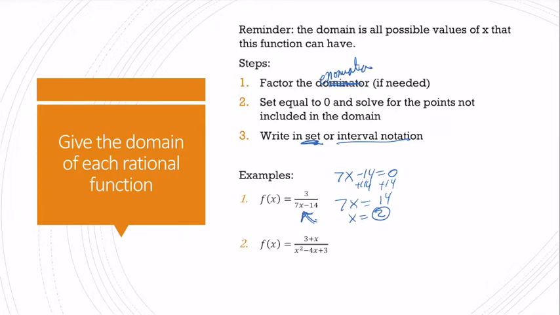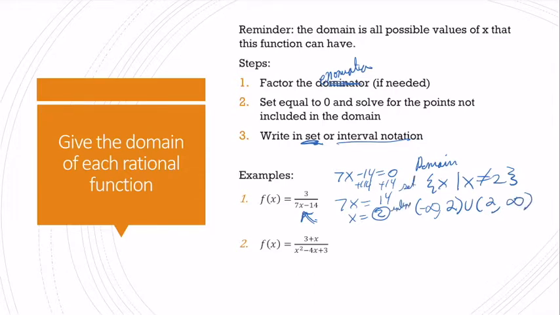So my domain in set notation is x such that x doesn't equal 2, or it's all real numbers from negative infinity to 2 and from 2 to positive infinity. So here's set notation and here's interval. Interval notation gets a little bit more complicated as our domains get more complicated. So let's take a look at this second example.